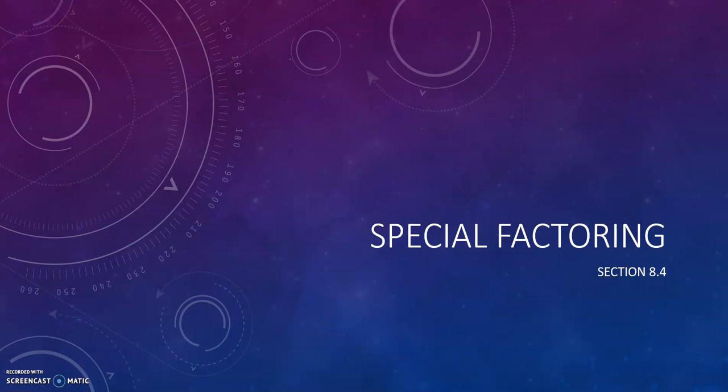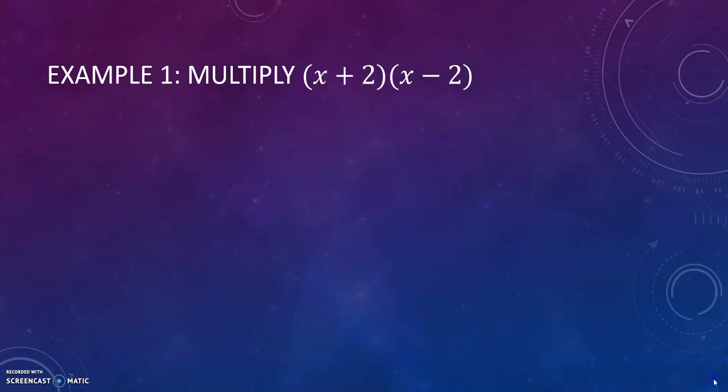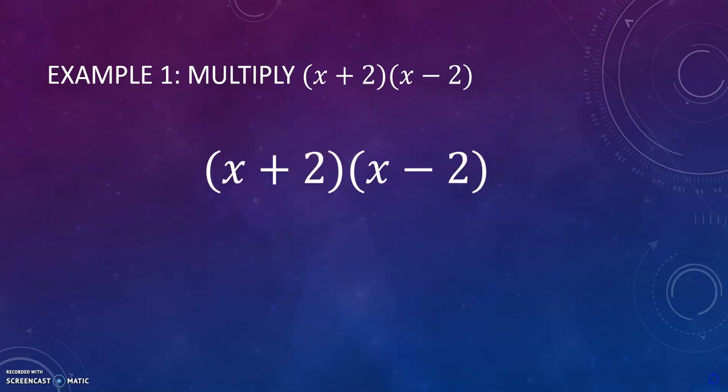Section 8.4, Special Factoring. Example 1, we're going to multiply x plus 2 times x minus 2. Look at those binomials. The x terms are the same, the 2's are the same. One is a plus and one is a minus.